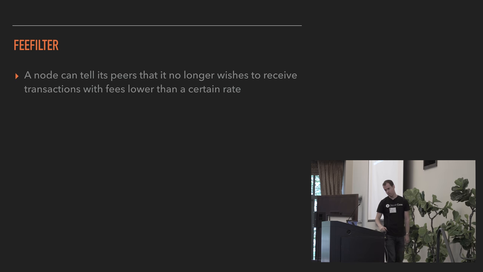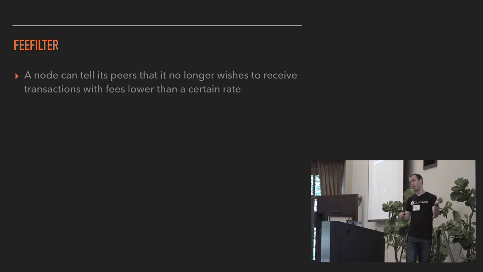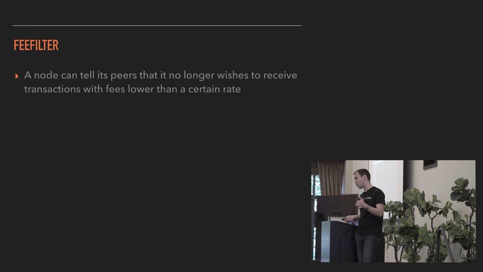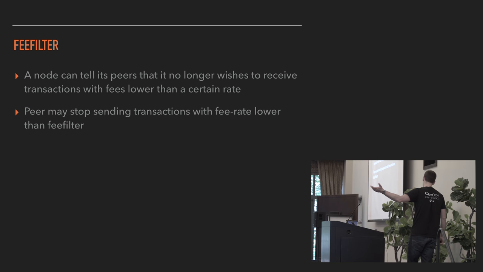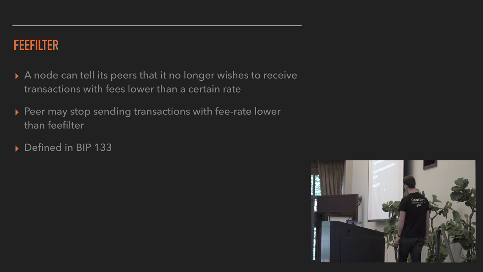And there's another dimension to this. There's something called fee filter, and that's my node saying to a peer, I'm no longer interested in transactions paying lower than this fee rate because I won't accept it to my mempool. Right? So I say, I'm not interested in transactions that pay less than 5 satoshis per byte because my mempool won't accept them anyway, and that's defined in BIP 133.